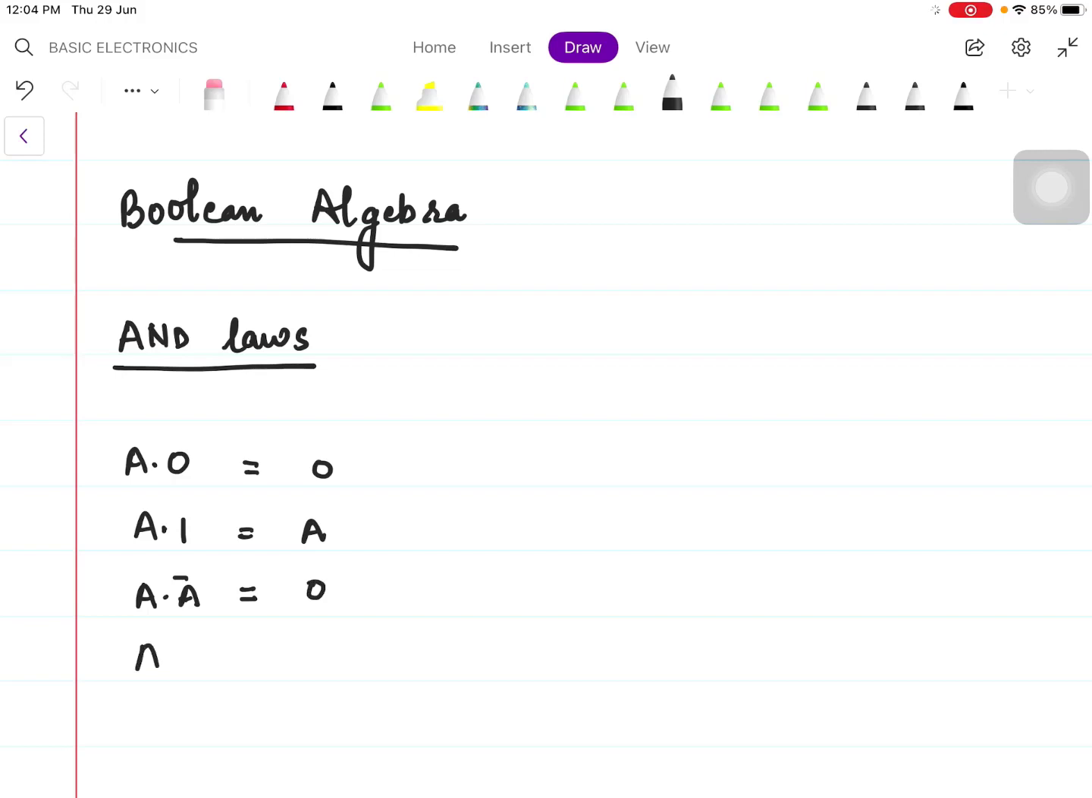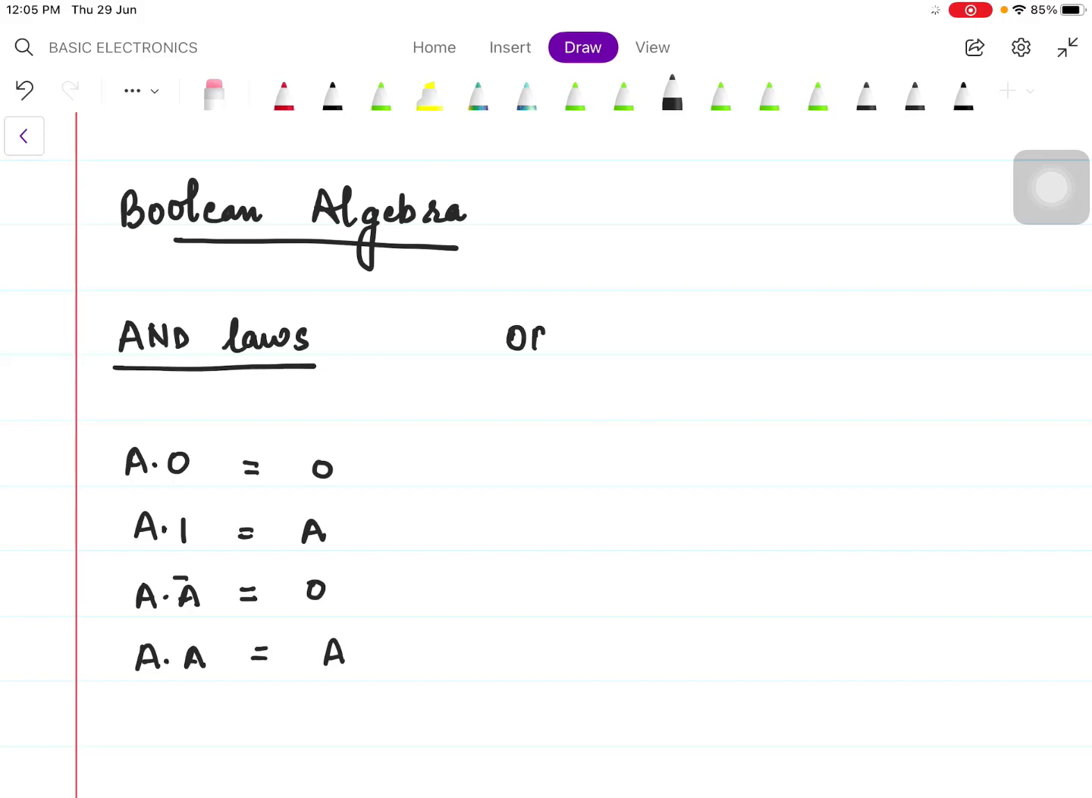Then a dot a. In normal mathematics algebra, a dot a will give you a square. But in this particular case, a dot a will give you a, because a can be either 0 or 1. If 1 dot 1, then also 1. If 0 dot 0, then 0. So these are the AND laws.